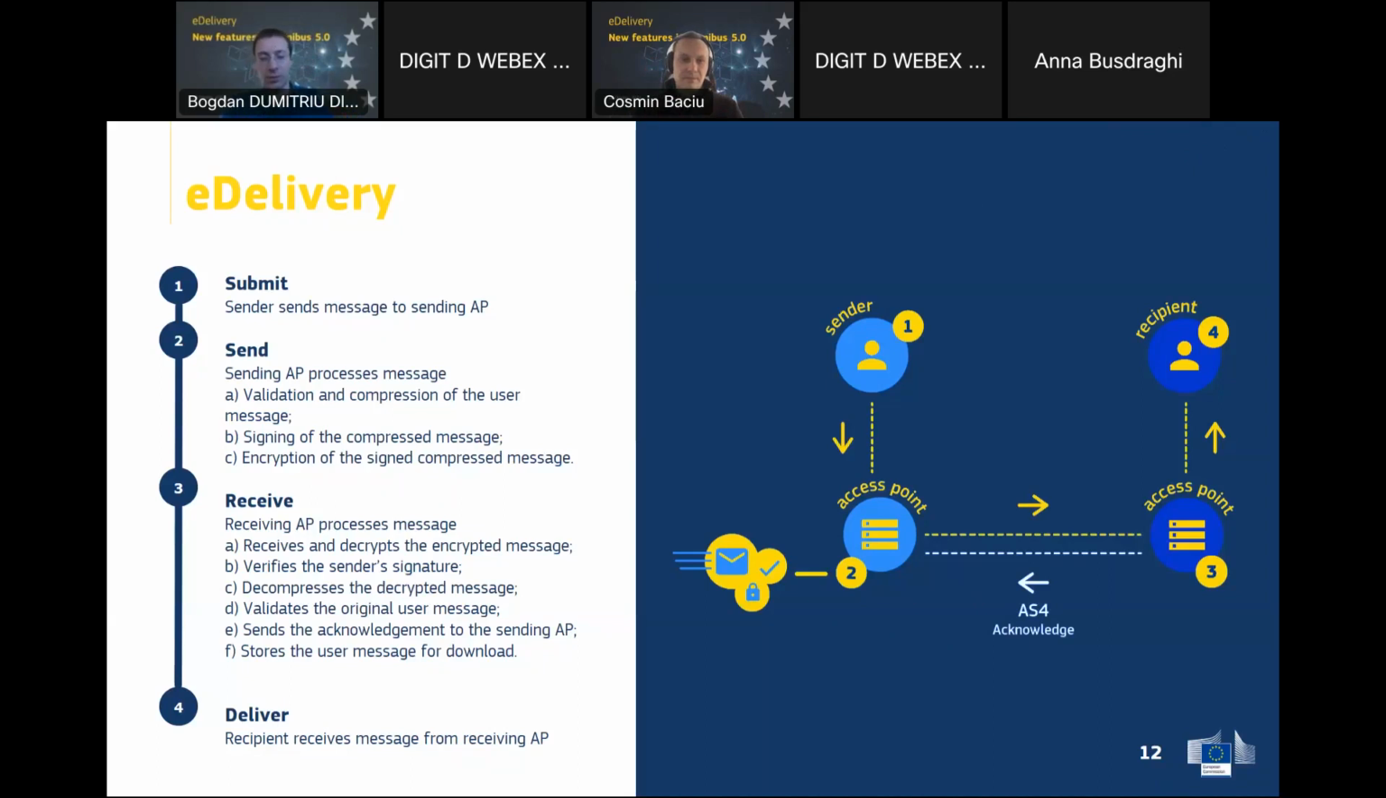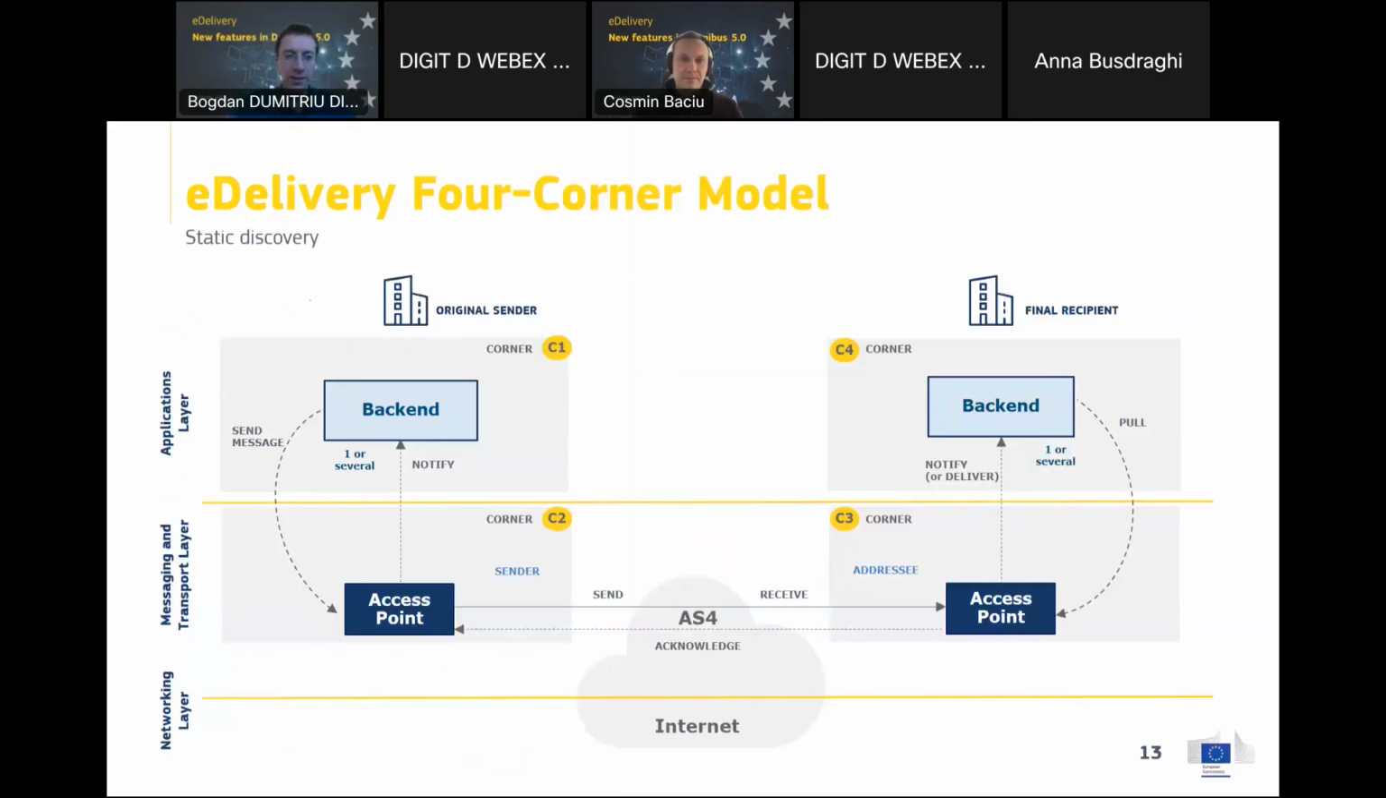And this is, of course, the final step which completes the transaction, where the recipient eventually retrieves the message from its own access point. We can then see in the next slide, and I will insist a little bit on the terminology here, because Cosmin will be referring to these names quite often throughout his presentation. So we have the so-called four-corner model. Again, those of you who have been watching our webinars over the years are certainly familiar with this, but for those of you who are new, I will spend 1 minute to explain this model. So it is essentially what I showed in the previous slide, but here you have more of an architectural view of the same principle. And we call the access points the corners 2 and 3, the inner corners.